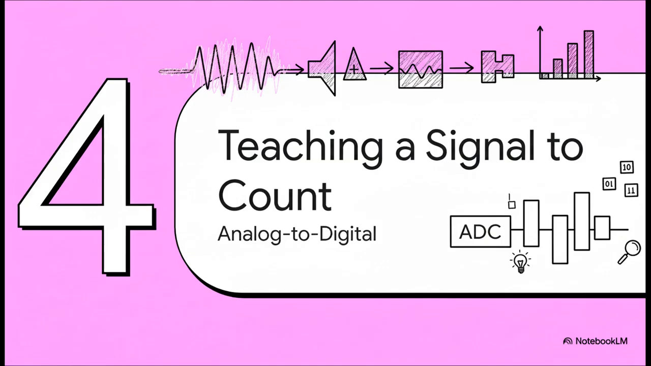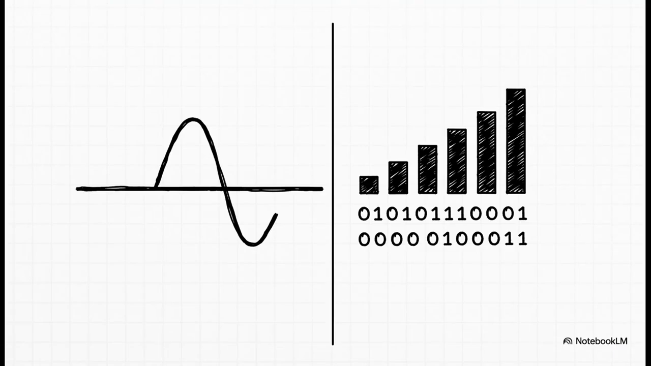So it's time for the final and maybe most important translation. And this is the fundamental difference we have to bridge. The real world is all smooth and continuous. That's analog. But computers are digital. They can't handle an infinite number of values. They need everything chopped up into distinct, countable steps, ones and zeros.